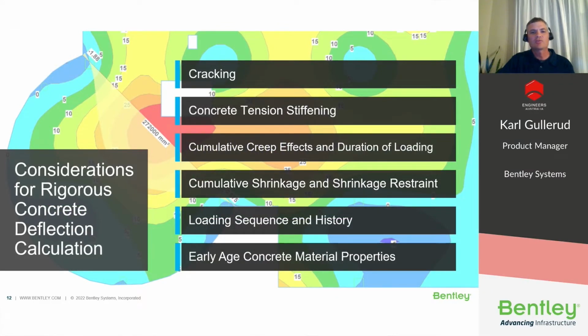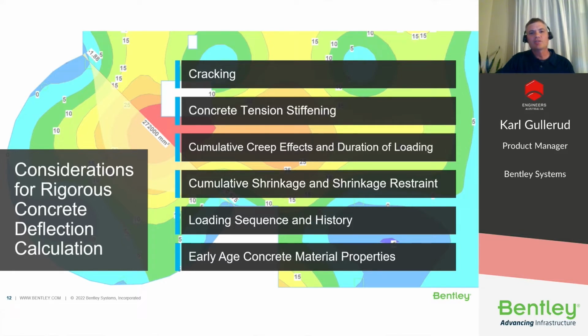Let's take a closer look at advanced deflection calculations then. Clause 9.4.2 in AS 3600 has a good list of allowances that must be considered in the refined deflection calculation method. This slide has a similar list of considerations, which we will focus on this part of the presentation.